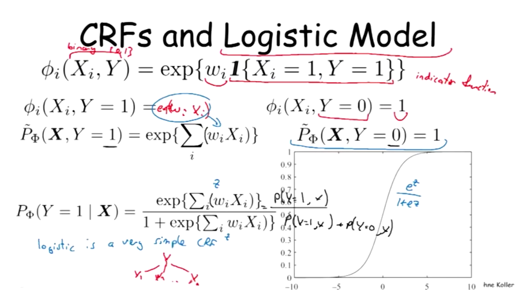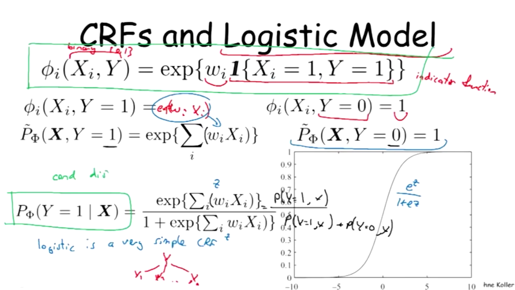So if I weren't doing a conditional model, if I were to just use this set of potentials to represent the joint distribution of x and y, it would be effectively like a naive Bayes model. And it would make very strong independence assumptions. But because I'm modeling this as a conditional distribution, I've effectively removed from this analysis any notion of the correlations between the x's, and I'm just modeling how the x's come together to affect the probability of y.